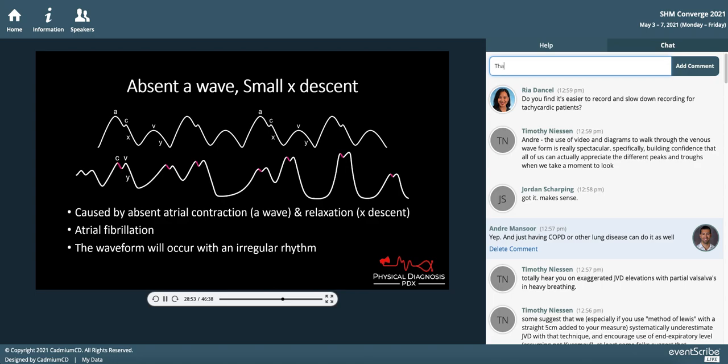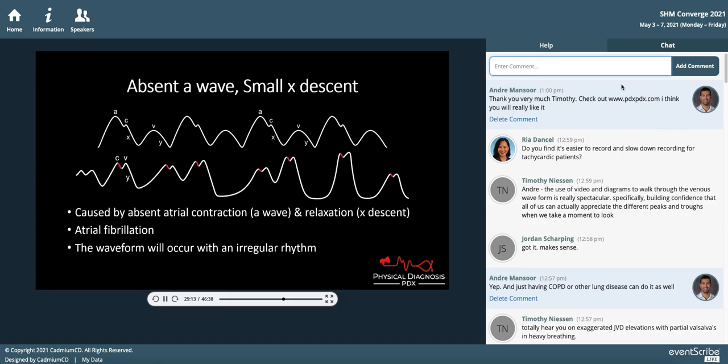So now that we're familiar with the normal waveform, we are ready to discuss the abnormalities. The top tracing here is one that we are all familiar with, and that's the normal jugular venous waveform. The tracing below is abnormal. And what is abnormal about it? Well, we have lost our A wave, and the X descent is quite diminutive. And so we have to go back to what causes the A wave and what causes the X descent to understand what's going on here.